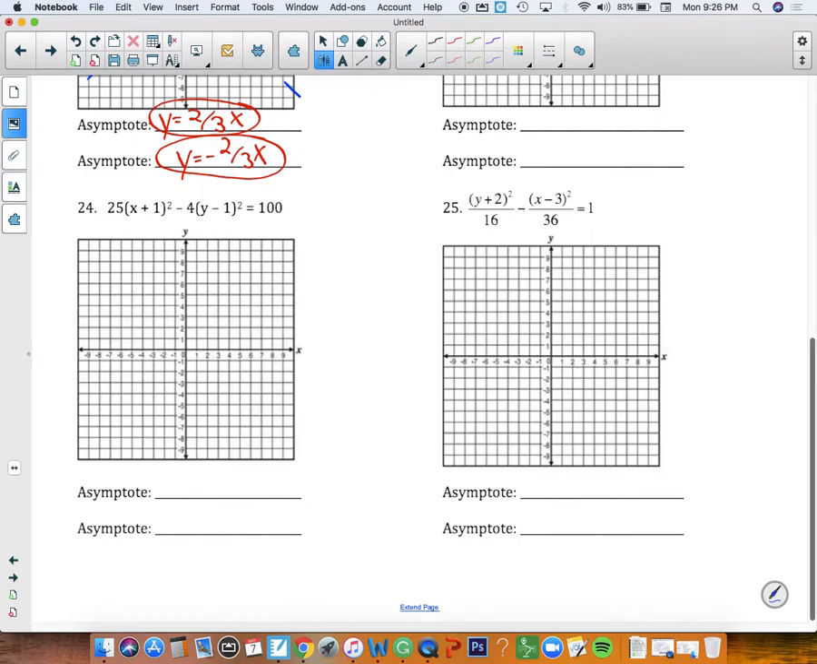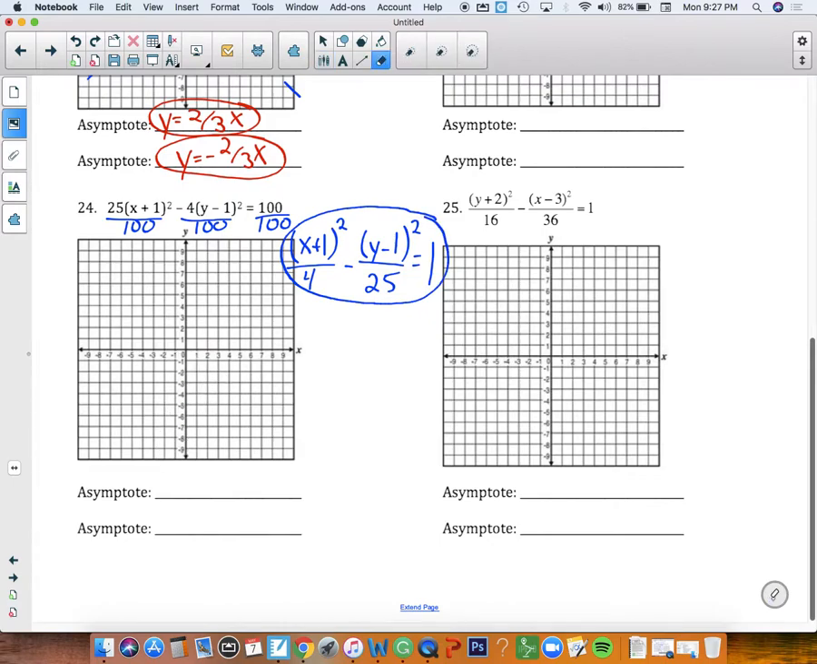Let's do these two, all right? So 24, we have coefficients again. Remember what value we want on the right-hand side of the equal sign. We want this to be a 1, so we divide everything by 100. Okay, and then you're just going to reduce it with the numbers in front, with those coefficients. So 25 and 100 reduce to a 4 on the bottom. So it'd be x plus 1 squared over 4. And then minus, this one's going to reduce to a 25 on the bottom. Y minus 1 squared over 25 equals 1. That's the equation we're going to graph then.